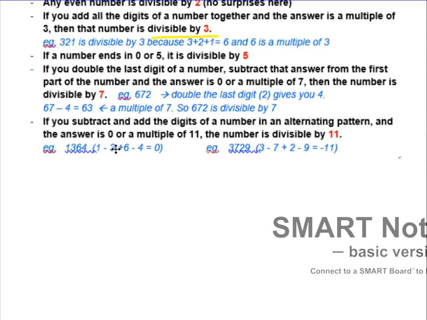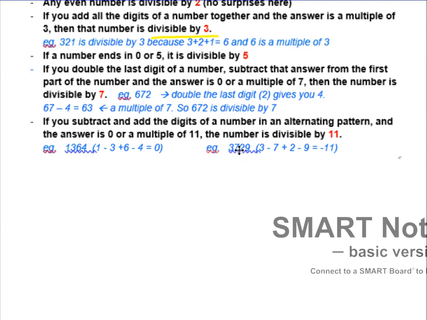So 1 minus 3 is negative 2 using your number line. Negative 2 plus 6 is 4 according to the number line. Have a look in the classroom if you need to. 4 minus 4 is 0. So if the result of this is 0 or a multiple of 11, then the original number is divisible by 11. Let's do 3729.